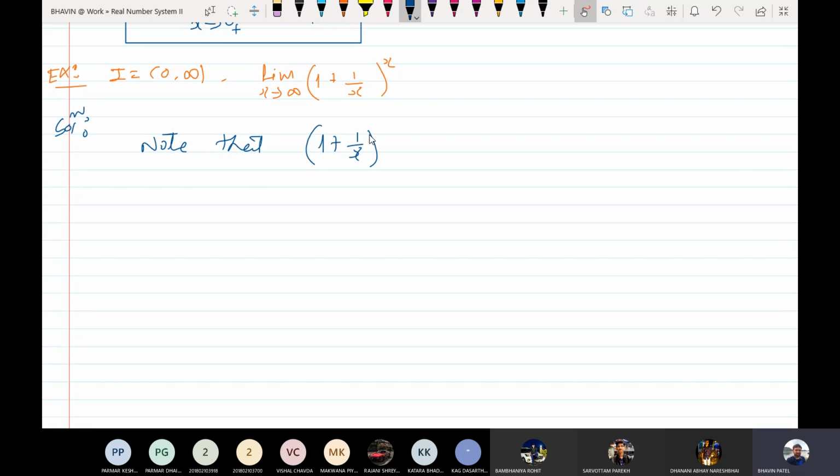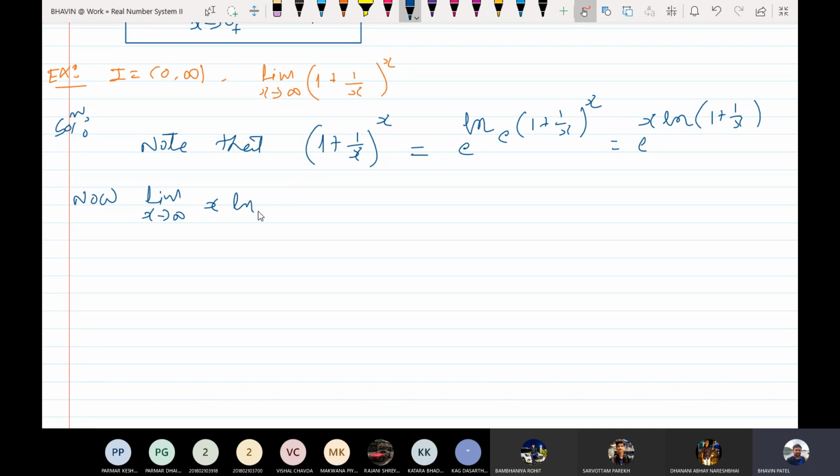Okay, so note that (1 plus 1 upon x) raised to x can be written in this way, e raised to ln of (1 plus 1 by x) raised to x, base e. Okay, so this is nothing but e raised to x ln(1 plus 1 by x). So in order to find this limit, it is sufficient to find the limit of the exponent. Since e is a continuous function, we need to just find limit x tends to infinity of x ln(1 plus 1 by x).